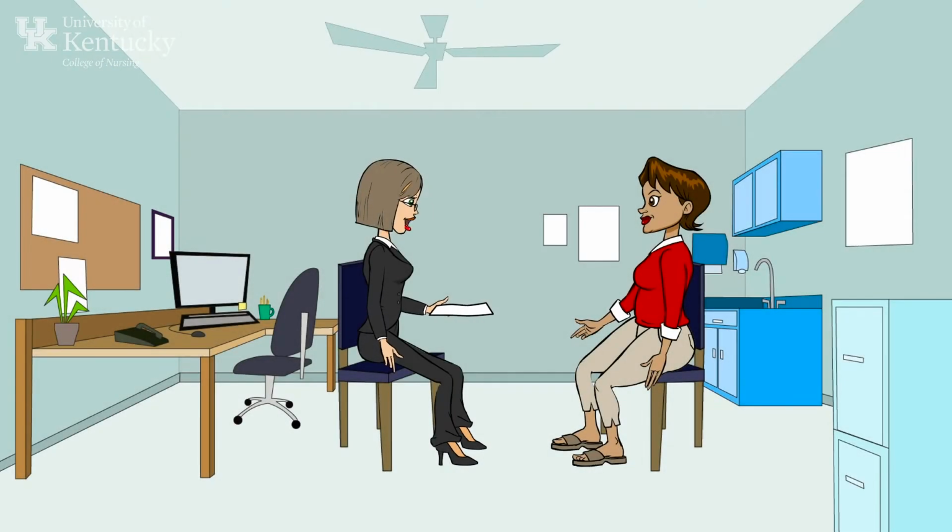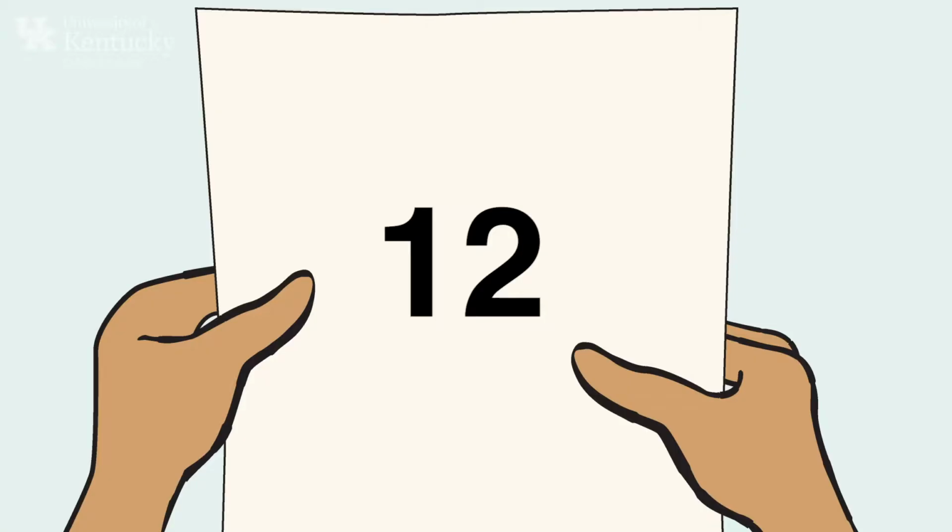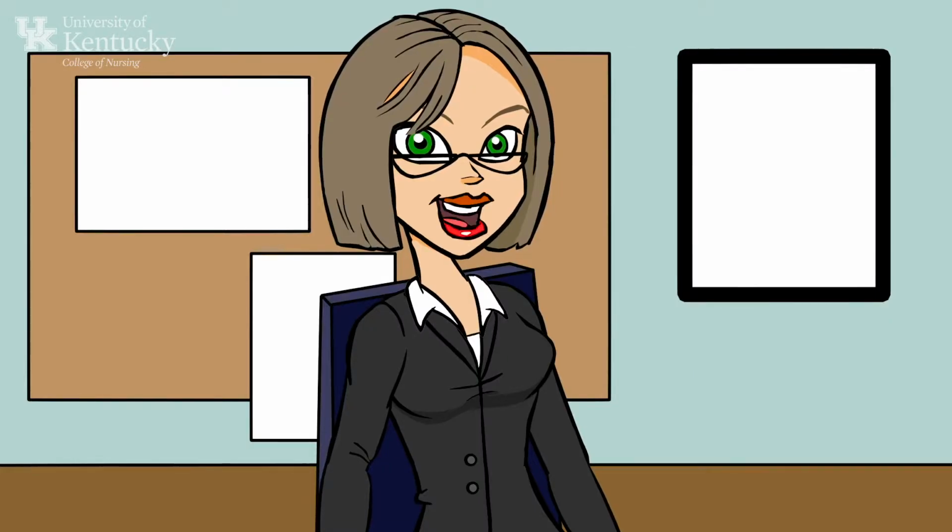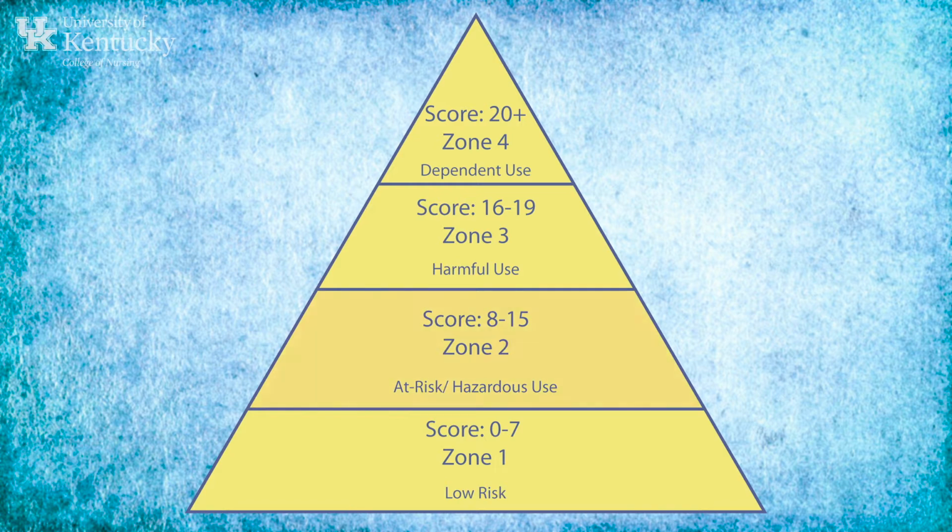As part of your annual exam, you completed the audit screening tool regarding your alcohol use. Is it okay if we go over the results? According to the results of the audit screen, you received a score of 12. This means that you fall in the zone 2, or at risk for drinking.